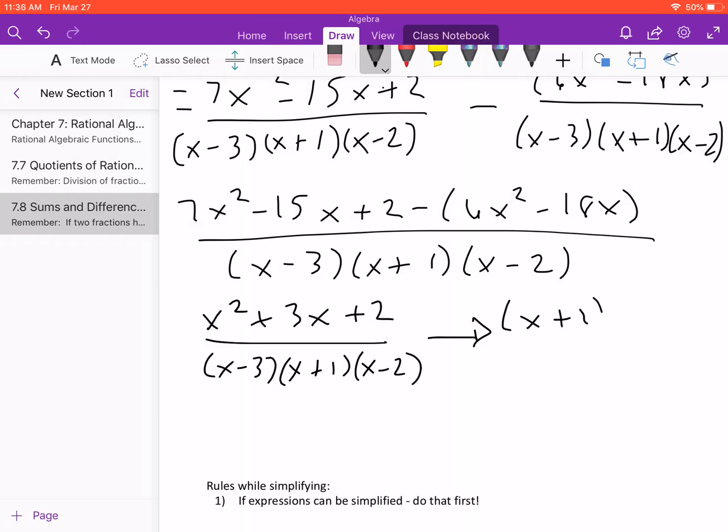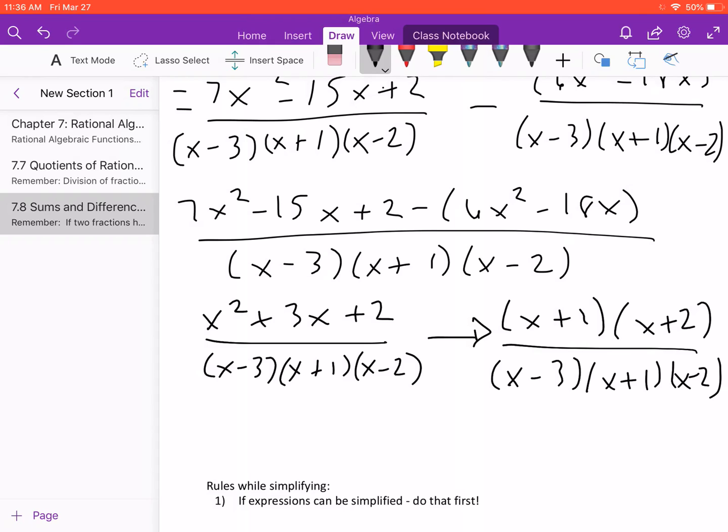We're going to factor our numerator, and that factors into (x plus 1) times (x plus 2). Our denominator stays the same, (x minus 3) times (x plus 1) times (x minus 2). And if you recall from the last chapter, we can cancel if we have the same values in the numerator and the denominator. We have an x plus 1 in the numerator and the denominator.